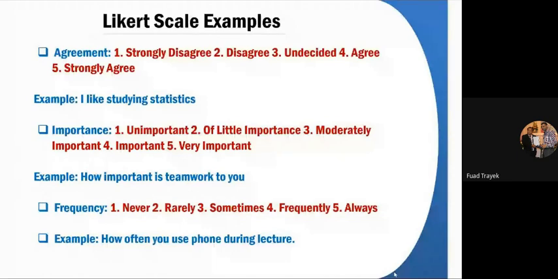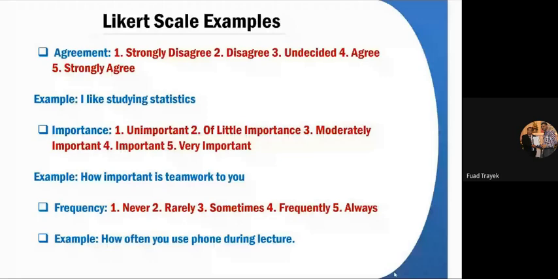The other Likert scale example is importance. For importance, we start with number one, unimportant, of little importance, moderately important, important, very important. If you notice these two, they always start with the negative feeling. According to psychological researchers, they always prefer the questionnaire options to start with negative options. So you cannot start the agreement, for example, with strongly agree. It should be with strongly disagree.